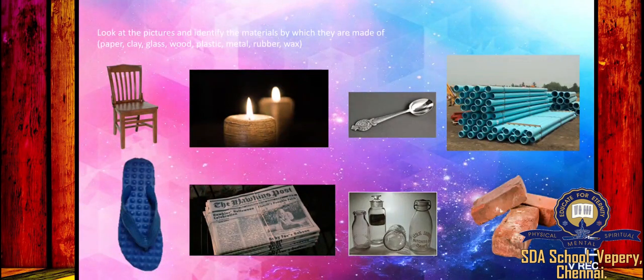And in the next picture we can see newspaper, right? In this newspaper, paper acts as a what? Matter and the sheet acts as a material. And in the next picture we can see a jar. In this jar, glass acts as a matter and the jar acts as a material. And the last picture is a brick. This brick is made up of clay, right? So clay acts as a matter, and the brick acts as a material. Okay.